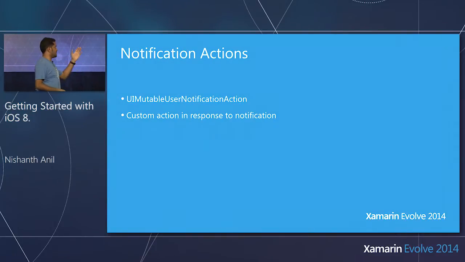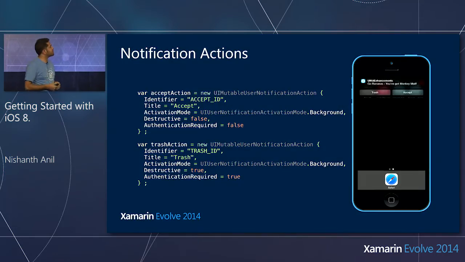You basically subclass the UI mutable user notification action, or you can create it directly. And then you add the custom action. So here's how you do it. On the left, you can see that there's a button called trash and accept. The way you get it is using UI mutable user notification action, and you pass in the identifier. So remember, identifier is very, very important here, because when the notification happens and the user clicks on something, your app delegate is going to be fired. And that's where you're going to identify what exactly is the action that was triggered by the user. So make sure you pass in the right identifier.